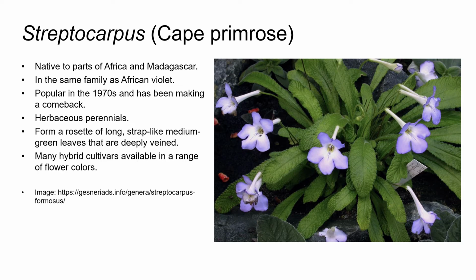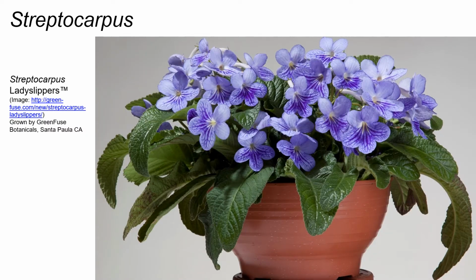Cape primroses form a rosette of long, strap-like, medium green leaves that are deeply veined. This slide shows a hybrid cultivar of Streptocarpus called Lady Slippers that has a particularly compact form and shorter flower stems, which make the plant appear much more floriferous.